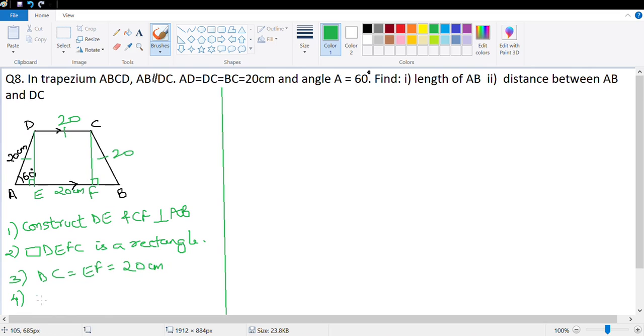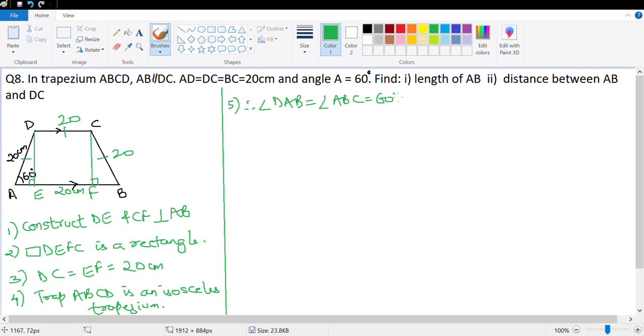Next, trapezium ABCD is an isosceles trapezium. Why? Because one pair of opposite sides is parallel and the other pair of opposite sides is equal. What it means is, therefore, angle DAB is equal to angle ABC is equal to 60 degree. So this angle is also 60 degree.